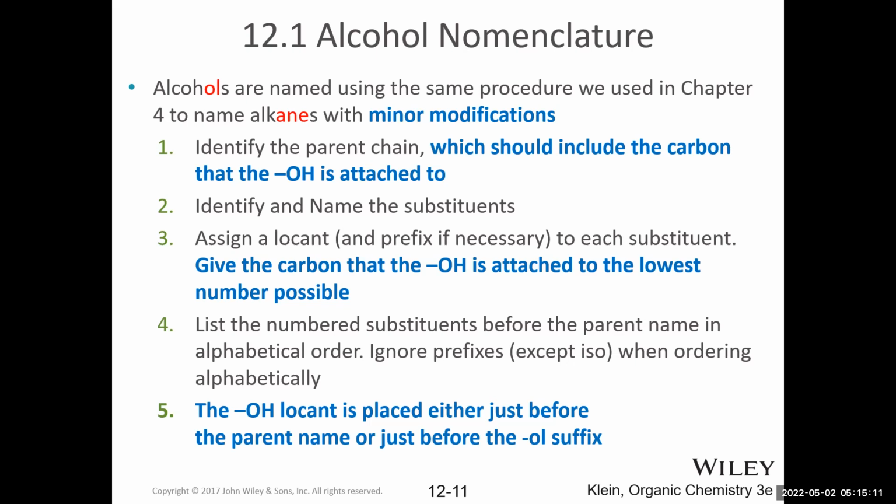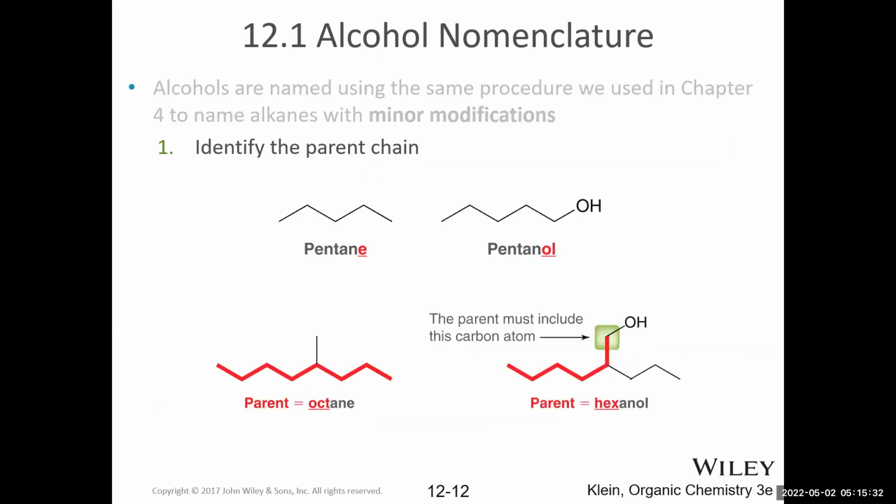And of course, we need a locant for where to find the OH group. And it can either come before the root of the parent. So for example, 2-heptanol, or it could come in between the root and the suffix, like heptan-2-ol. So again, we want to find the longest carbon chain that now includes the carbon that has the OH substituent, right? So for example, this would be hexanol, and then this would become a substituent on the parent hexanol.